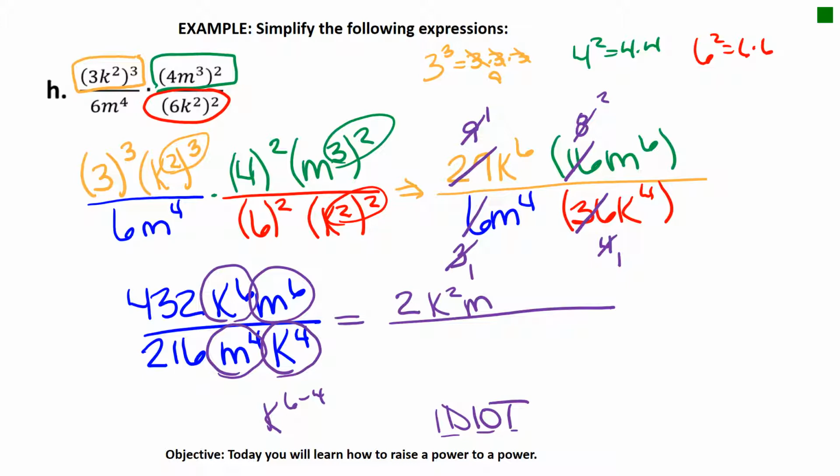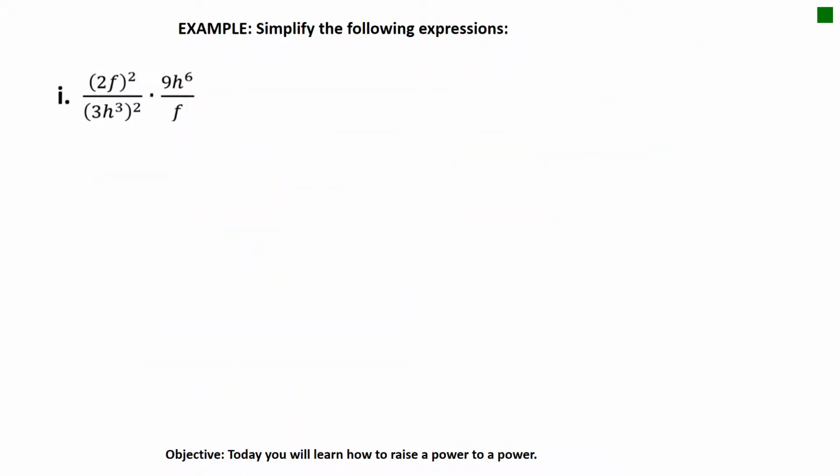All right. 6 minus 4 is 2. So this is my final answer. Wow, that slide is a mess, but isn't it colorful? I like it. I'm going to go with the next slide and look at this one.